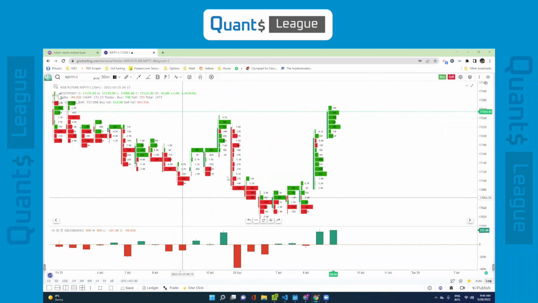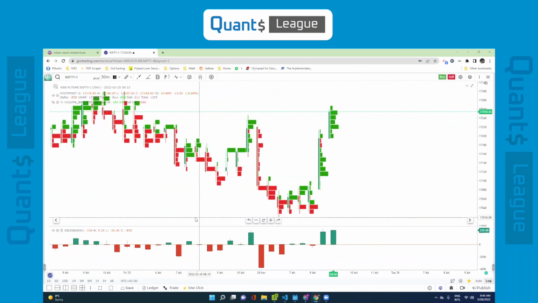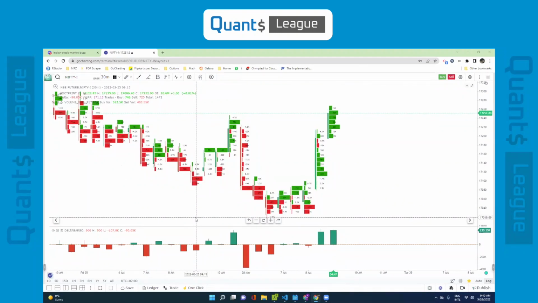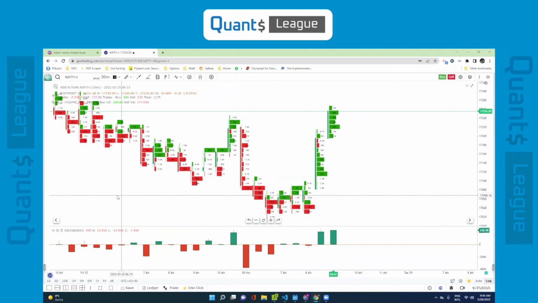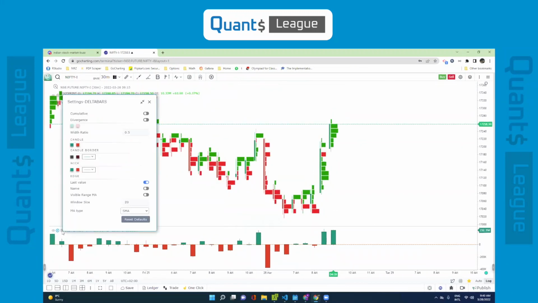Now, there could be certain cases where price is going up, but the volume is coming down, or delta is coming down or showing red, which means that it is losing momentum and a reversal is going to happen very soon. Those cases are called divergences.